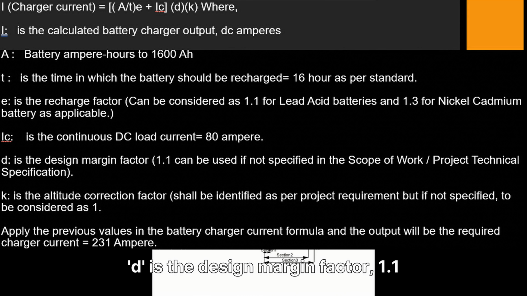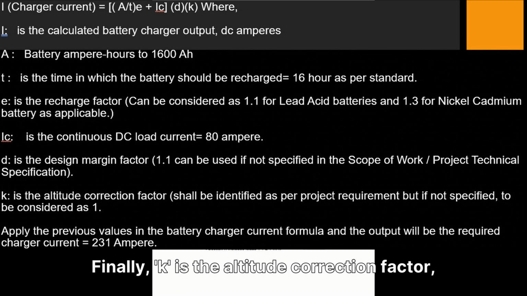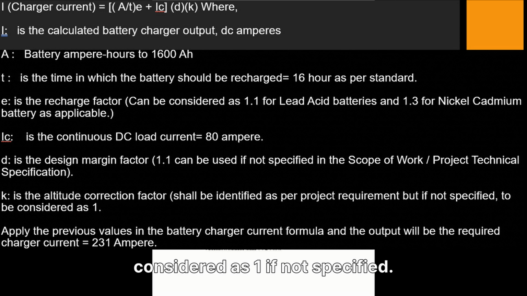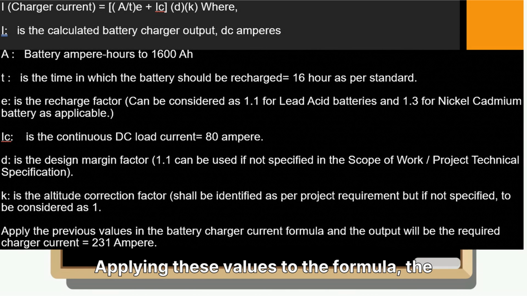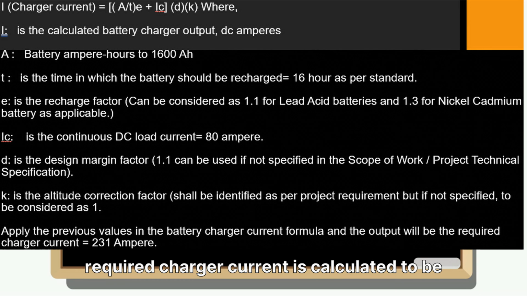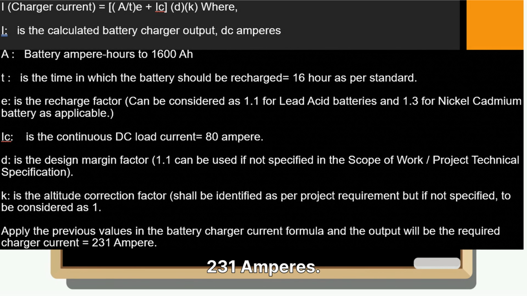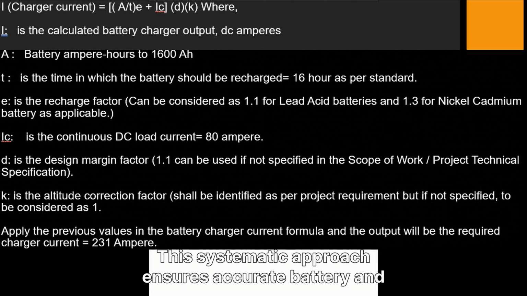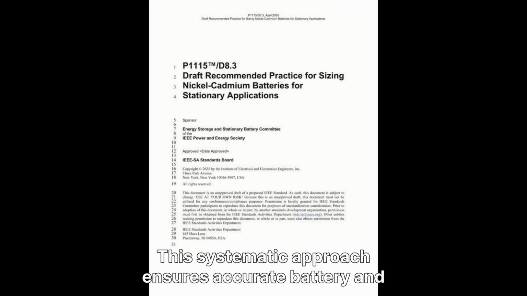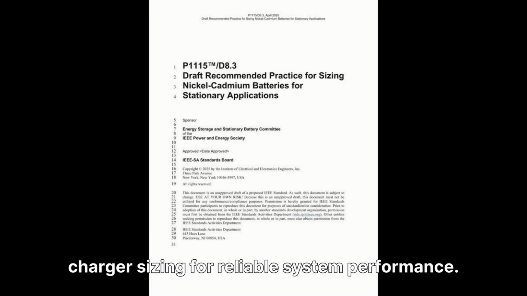D is the design margin factor, 1.1 if not specified in the project technical specification. Finally, K is the altitude correction factor, considered as 1 if not specified. Applying these values to the formula, the required charger current is calculated to be 231 amperes. This systematic approach ensures accurate battery and charger sizing for reliable system performance.